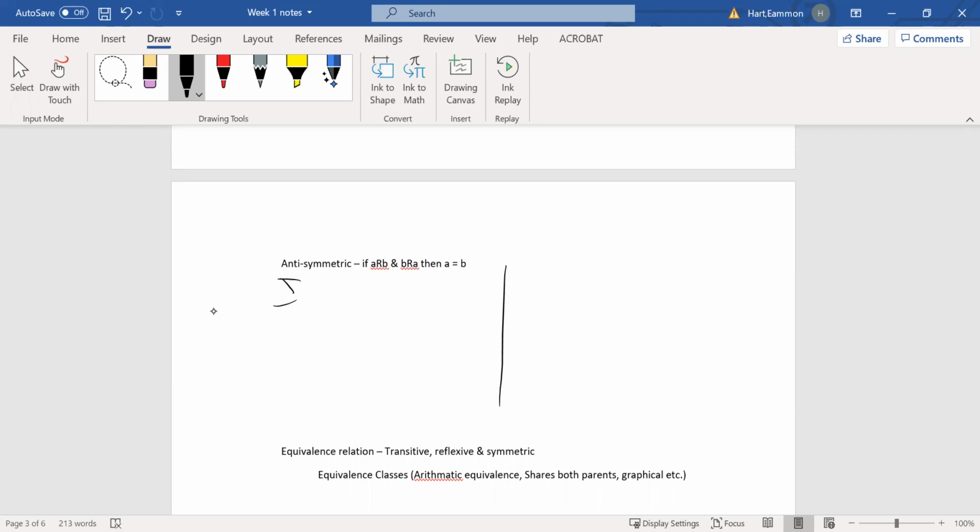For this guy, if A is less than or equal to B and B is less than or equal to A, then we know that A is equal to B. So this is the most common example of this. I could come up with some graphs here too if you want, but they won't be particularly interesting for this guy.